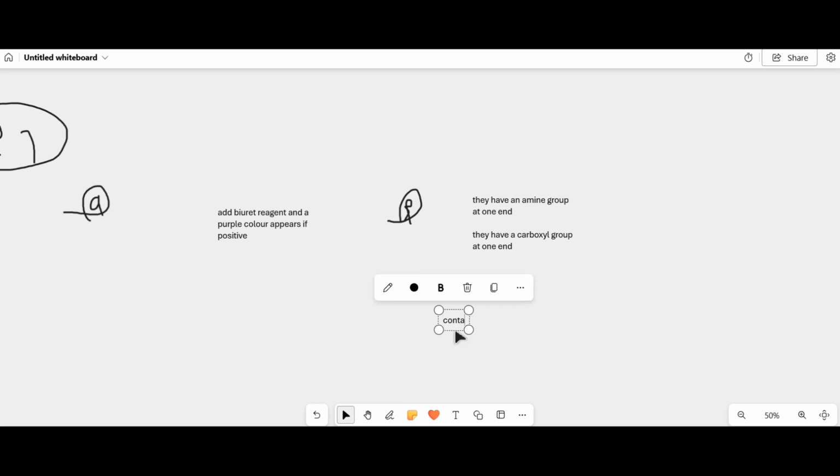Differences: they contain different R groups here. Obviously, that's what makes the amino acids different.